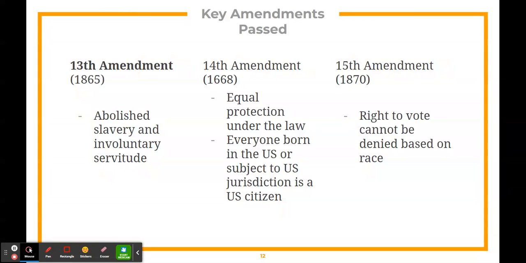So the 13th abolished slavery and involuntary servitude. The 14th provided equal protection under the law. And the 15th basically guaranteed that the right to vote could not be denied based on someone's race.